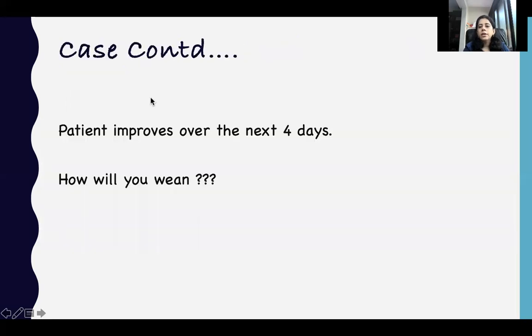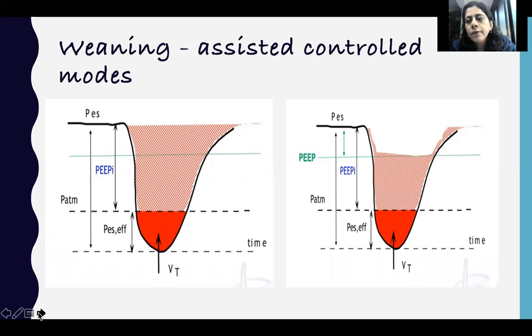So now this case continues, and the patient starts improving over the next 4 days, and now we decide to wean this patient. So to wean these patients, what are the settings that we keep? To understand this again, here comes the role of applying the extrinsic PEEP.